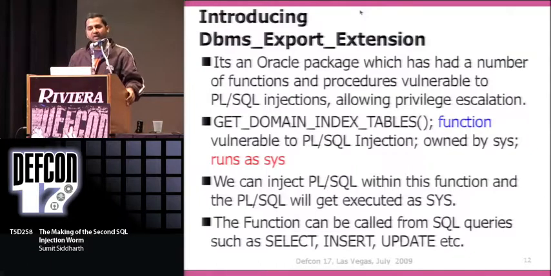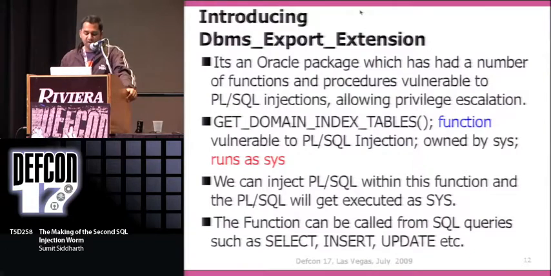In fact, the 2009 CPU, which was just released, had again addressed issues in this package. In particular, this package has a function called GET_DOMAIN_INDEX_TABLES, which is vulnerable to PL SQL injection. Again, this is something which was fixed by Oracle in 2006, but because of the way Oracle patches work, it is still common to find databases which have this package as vulnerable still. So this function has the AUTHID of DEFINER. It is defined by SYS, and it's vulnerable to PL SQL injection. So what it means is that you can now execute PL SQL as the SYS user.